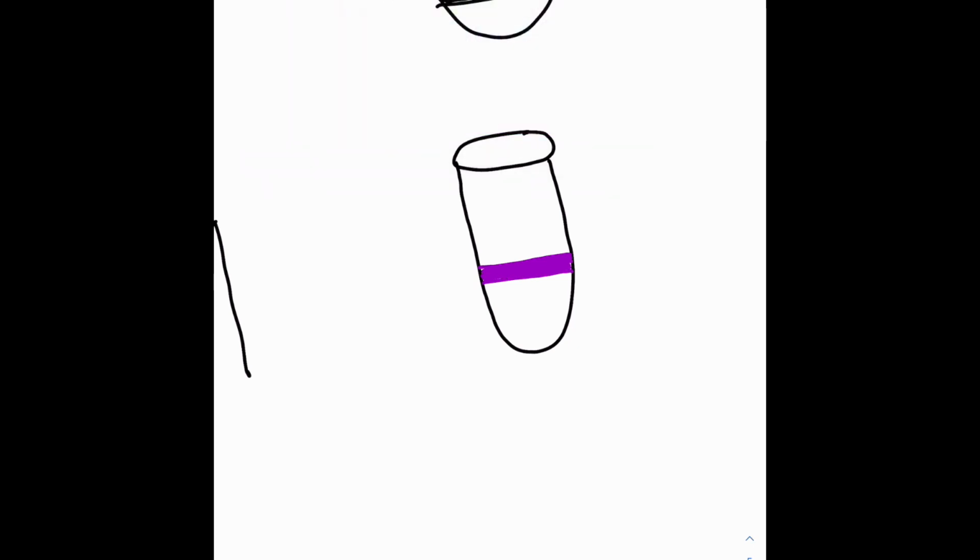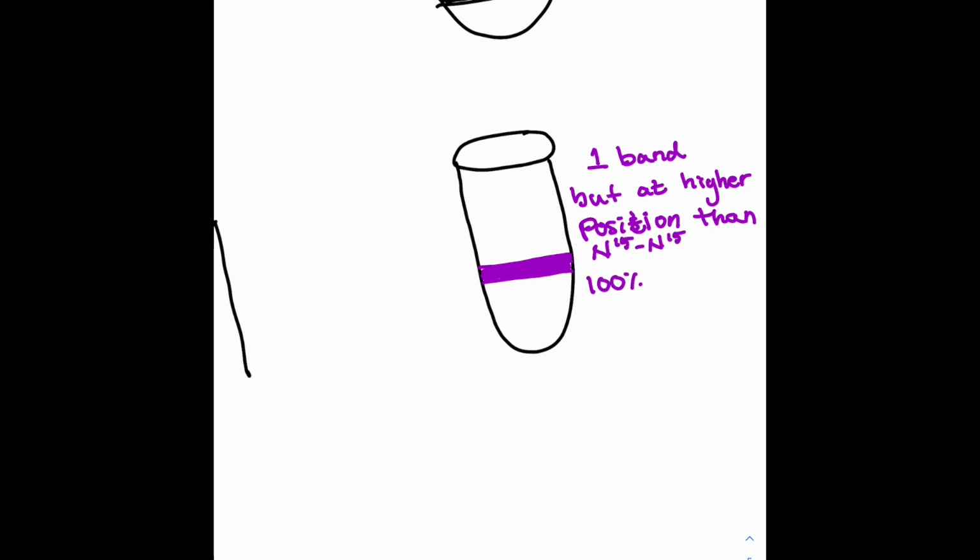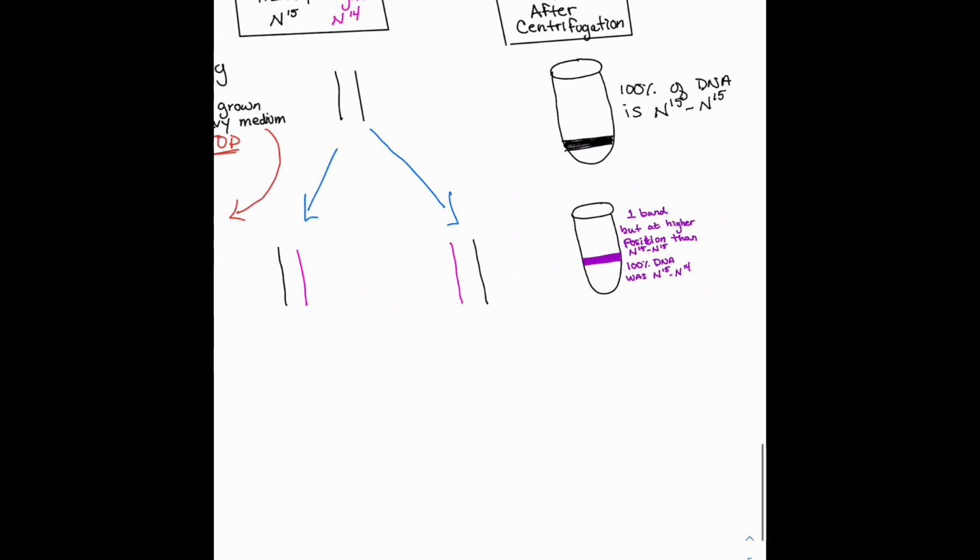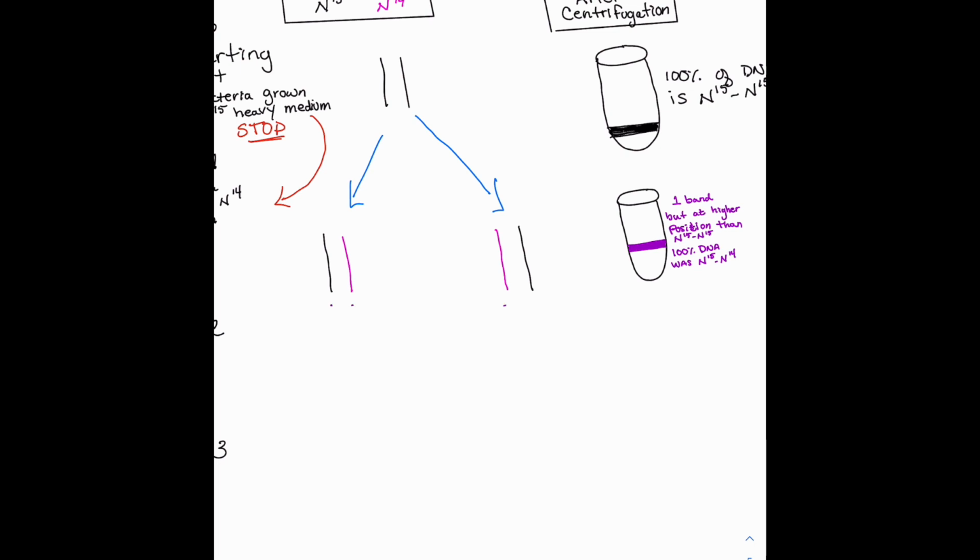Well, we can leave it as purple. But it was at a higher position. Then, indicating that 100% of the DNA was in 15 in 14. So 100% of that DNA was heterozygous, basically. You had an old and a new, a new and an old.